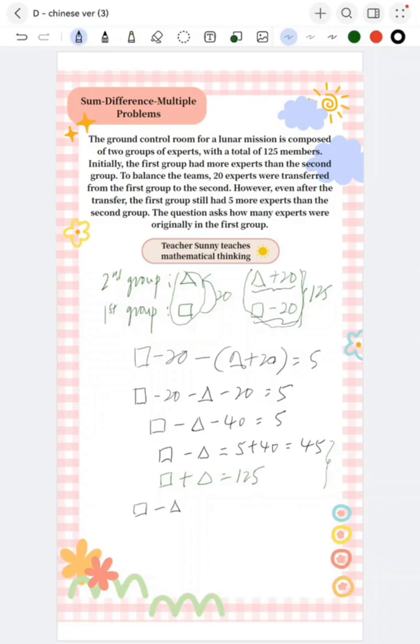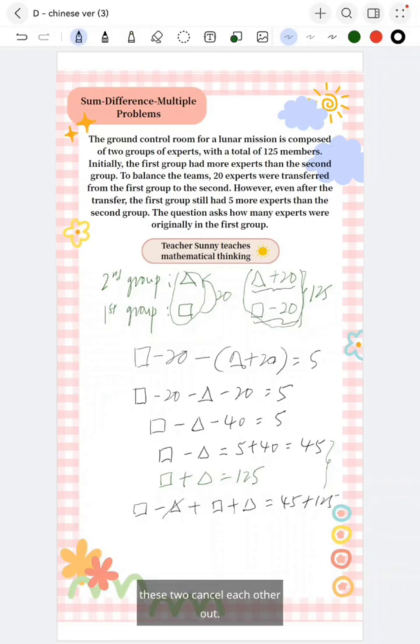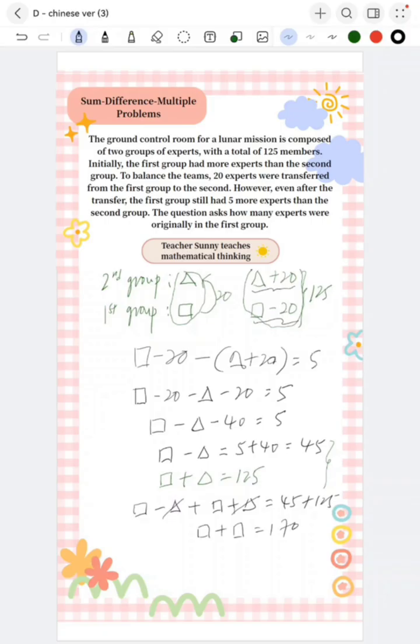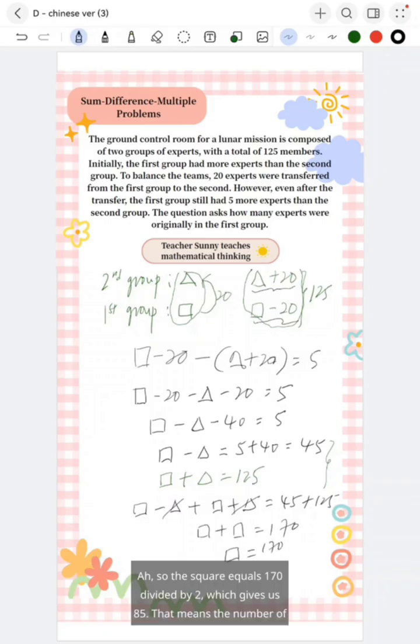So this difference plus this overall total sum is exactly 2 squares, plus a total of 125 in all. So these two cancel each other out. So we're really just left with 2 squares exactly equal to 170. So the square equals 170 divided by 2, which gives us 85. That means the number of people in the first group is 85 experts.